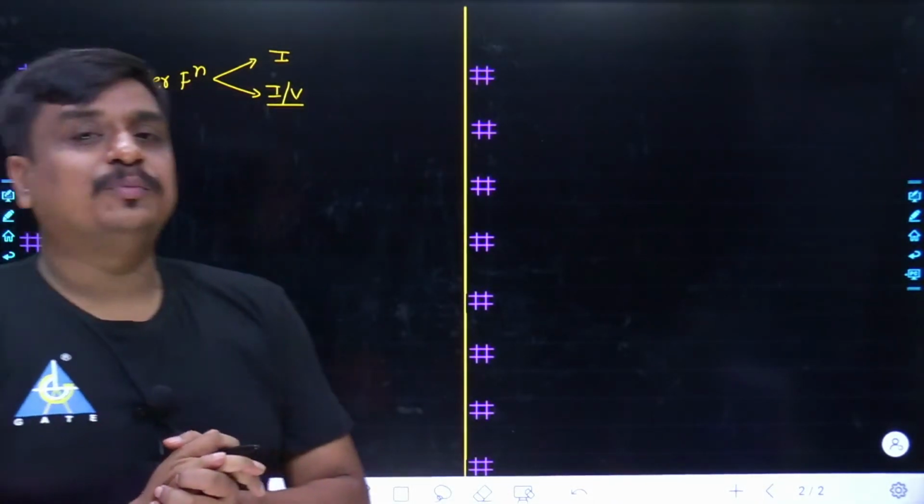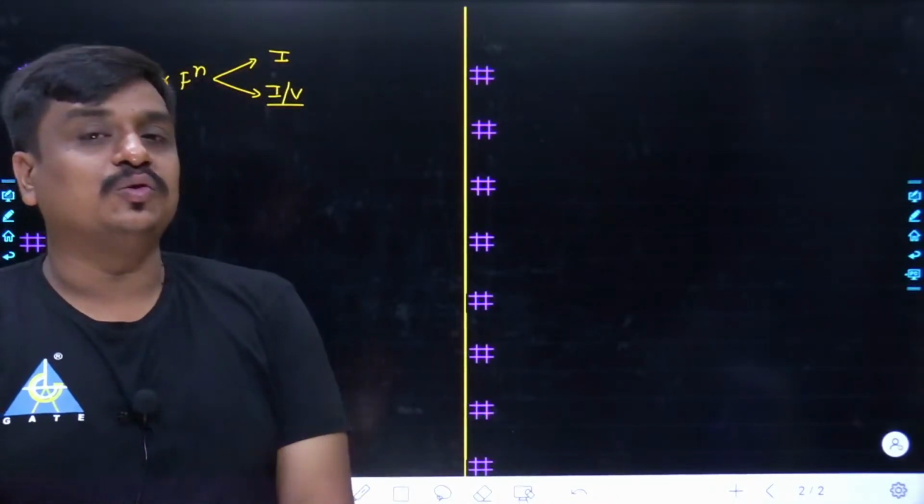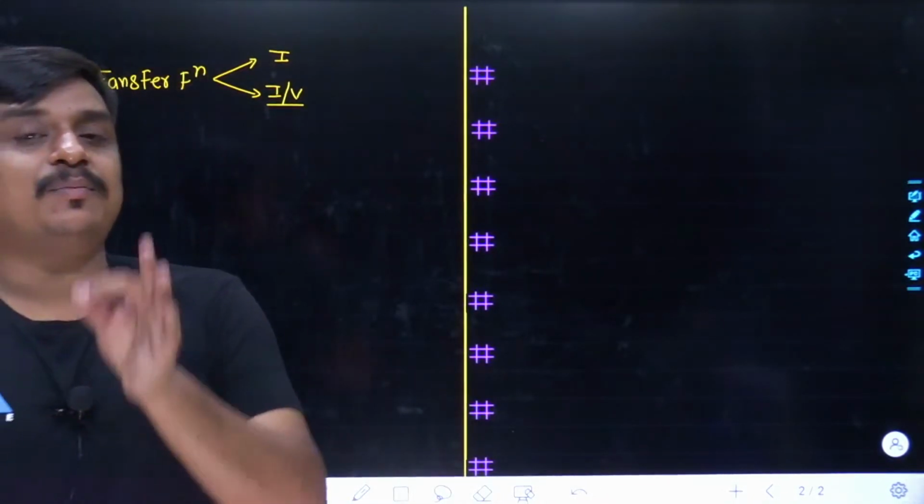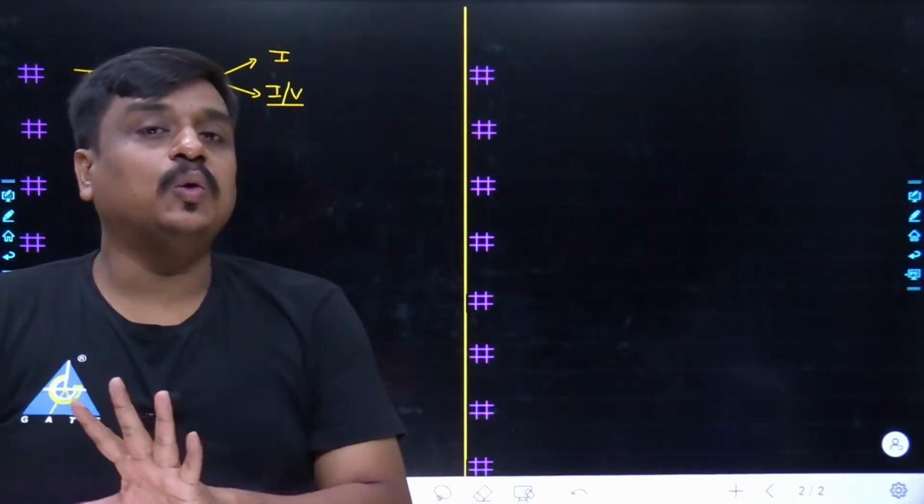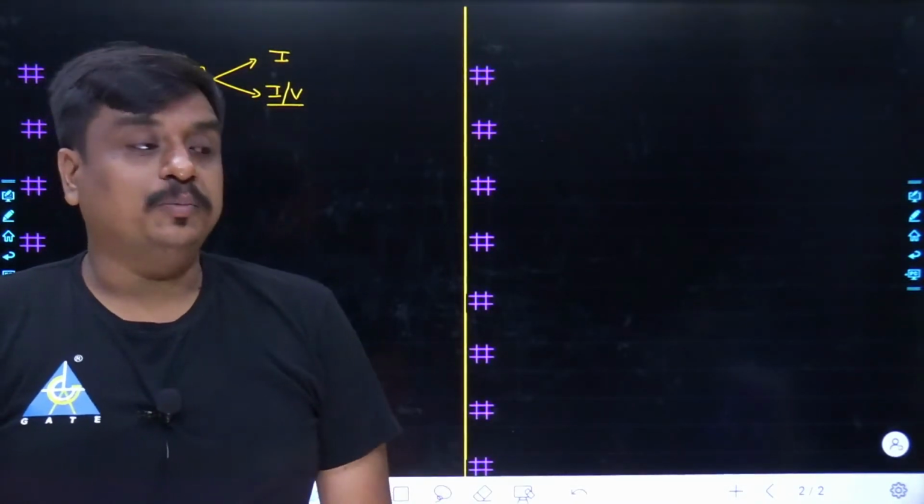So far one thing has been fixed. Whenever we are going to use the transfer function approach, the system has to be a linear system. There is no other way. A non-linear system cannot be used.